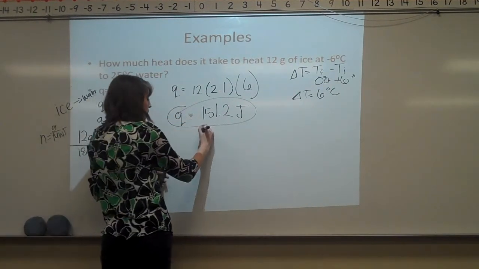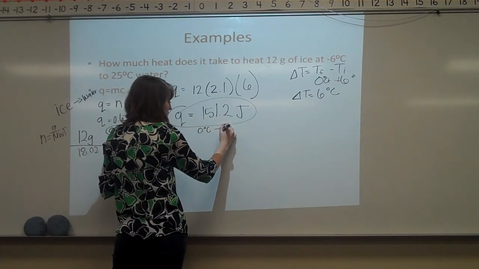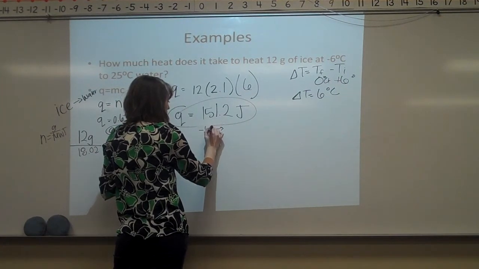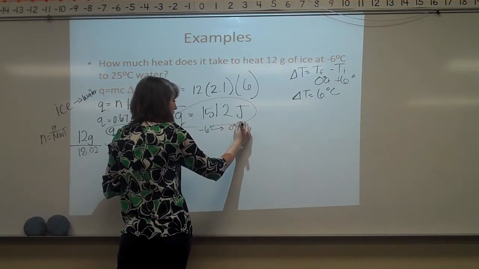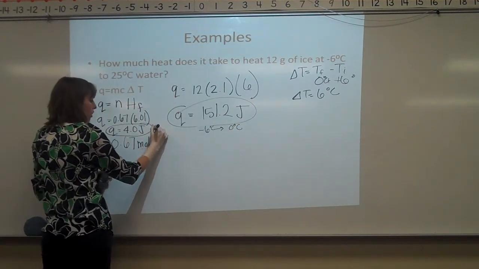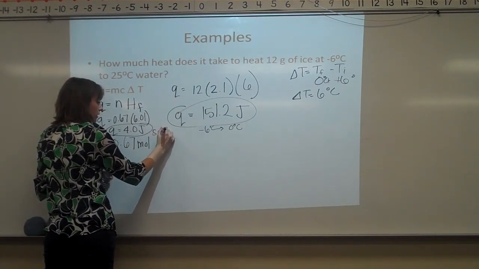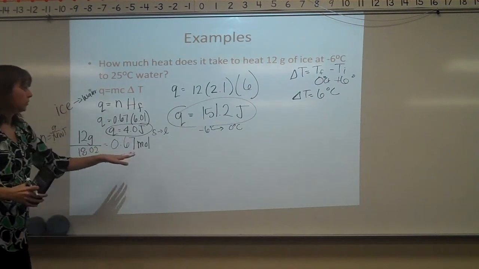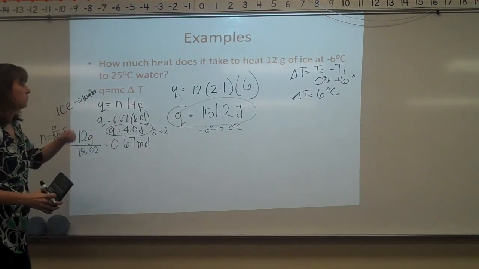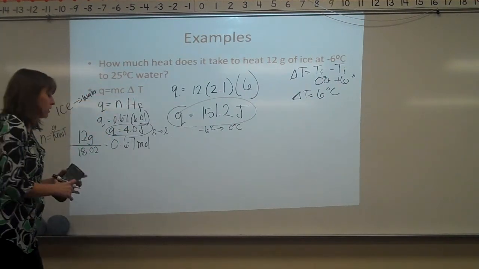So now we have how much energy. This is how we go from negative 6 degrees Celsius to 0 degrees Celsius. And here we're going from a solid to a liquid. Now that we're a liquid, we're at 0 degrees as a liquid, so we have to get from 0 degrees of our liquid to 25 degrees of our liquid.